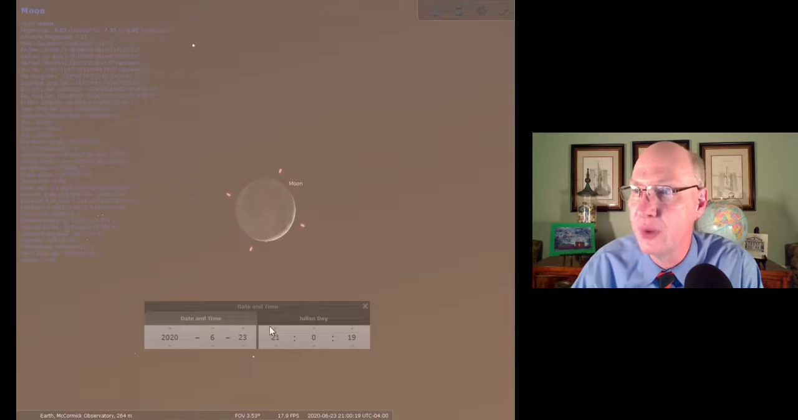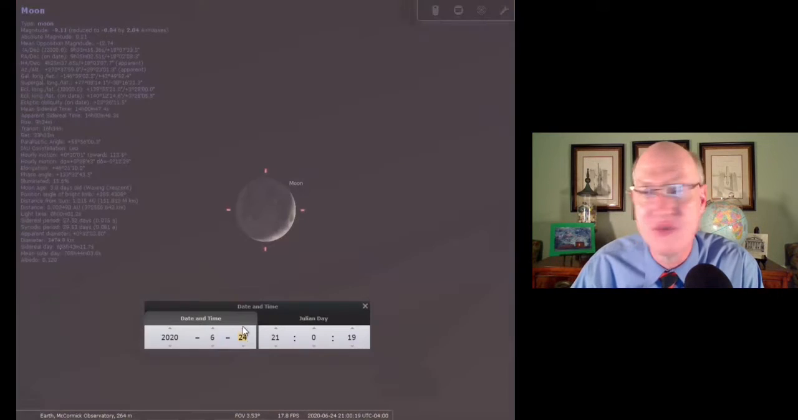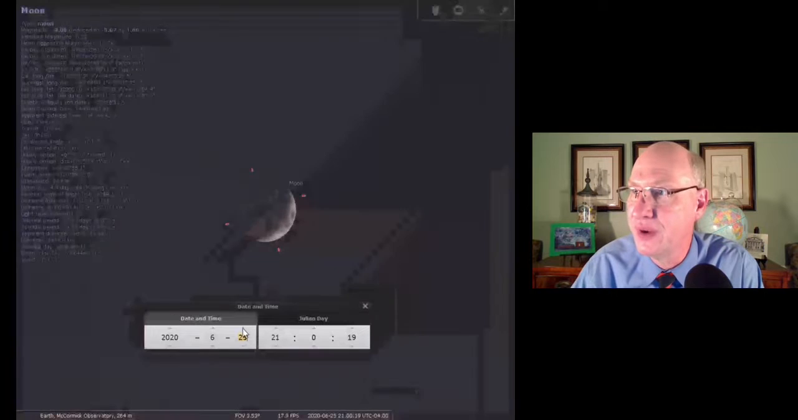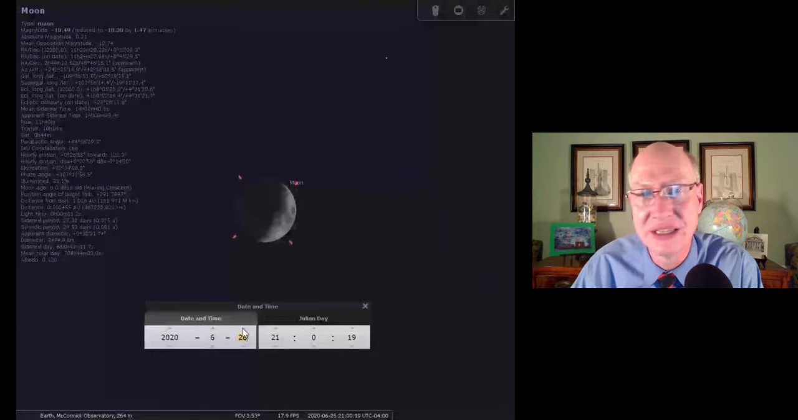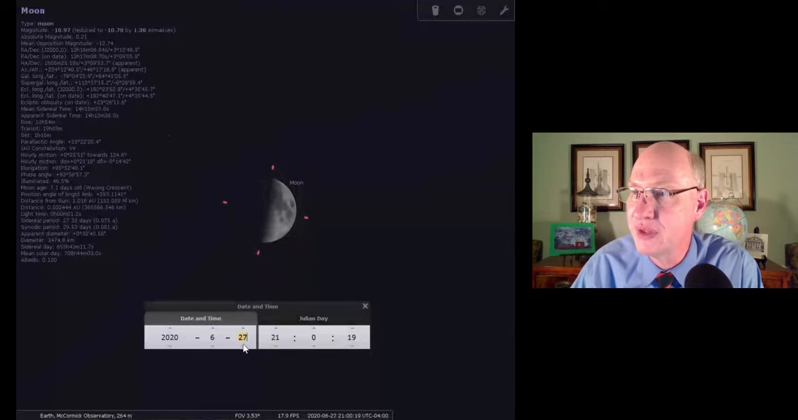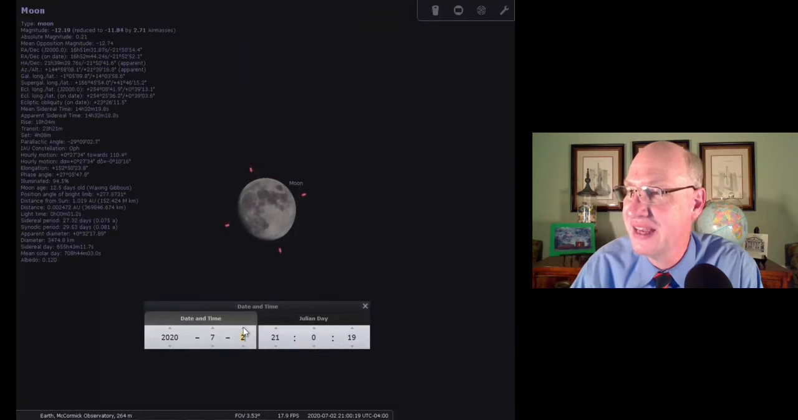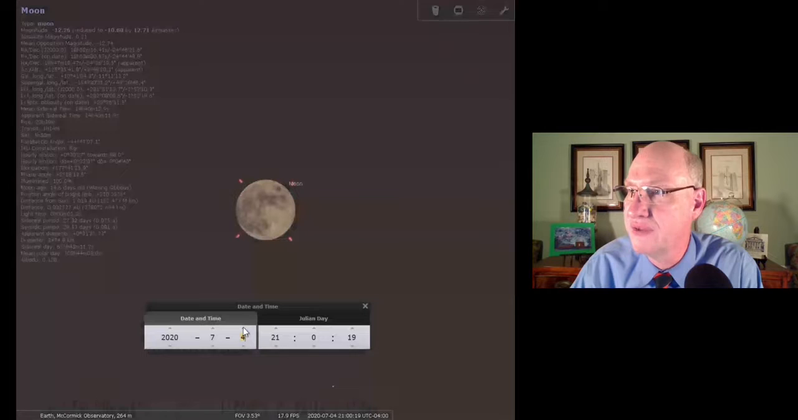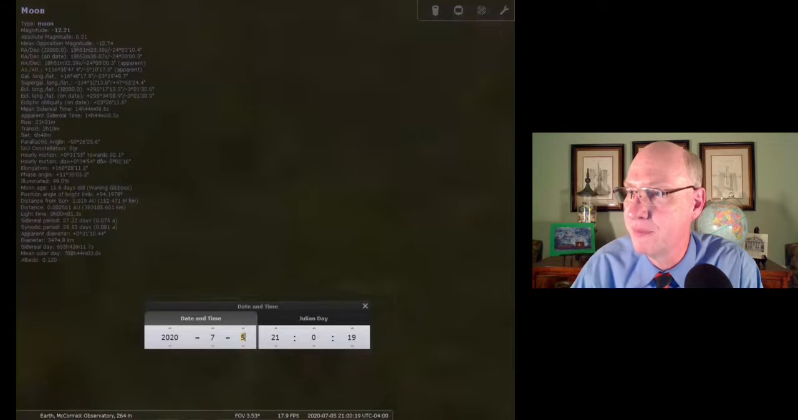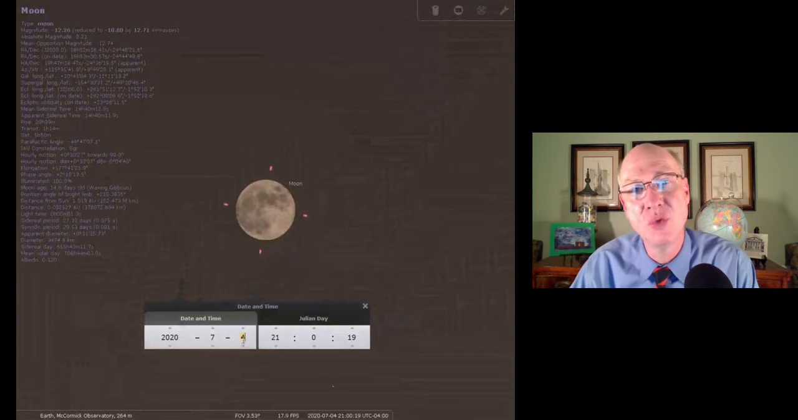So there it is on the 23rd. The 24th, it's a little bit bigger. The 25th, the 26th, the 27th, the 28th. Oh, and remember, the 27th was a first quarter moon there. So that's first quarter. Waxing gibbous now, 28th, 29th, 30th, 31st. Oh, sorry, there's no 31st in June. July 1st, 2nd, 3rd, 4th, 5th. Okay, so that's the moon going through its phases.